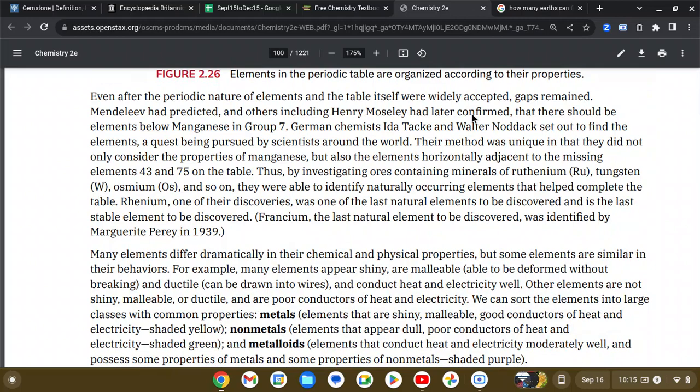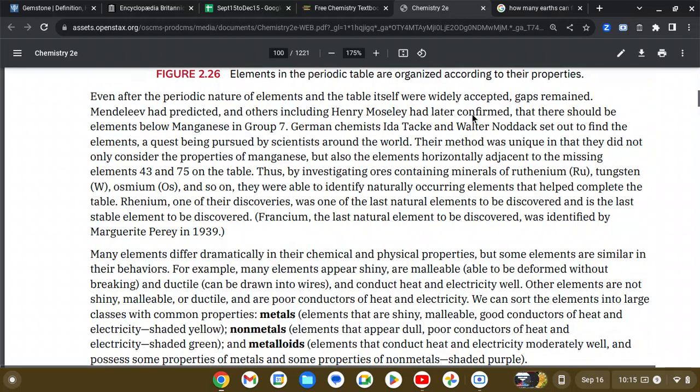Rhenium, one of their discoveries, was one of the last natural elements to be discovered and is the last stable element to be discovered. Francium, the last natural element to be discovered, was identified by Marguerite Perey in 1939.